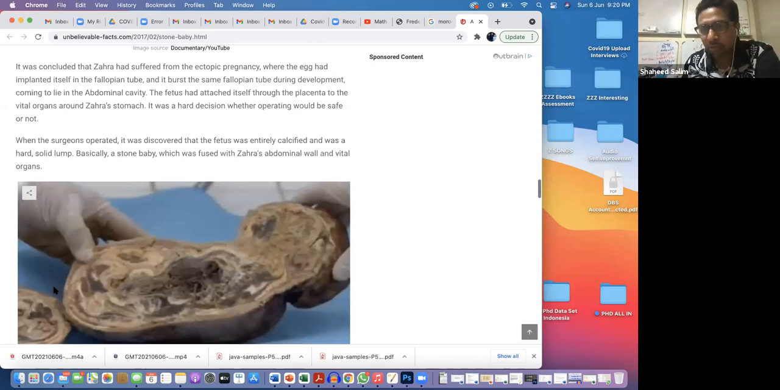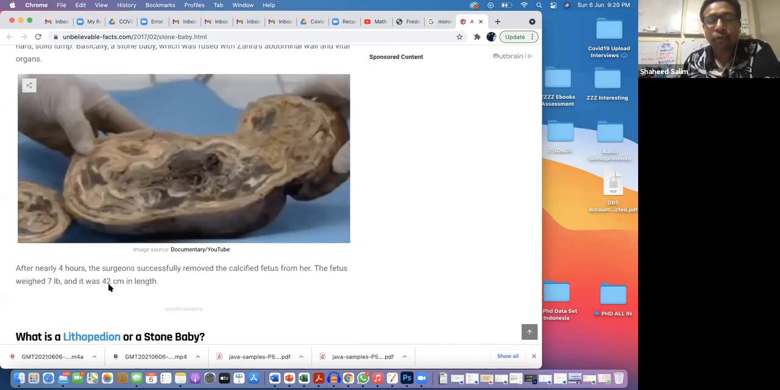How long is the baby? It weighs 7 lb, 7 pounds, you know, quite heavy, 42 cm, very long, quite big, inside her womb for 46 years. No joke. Why am I telling you this story? I don't know why, but it's just to wake you up because you are a little bit stoned now.